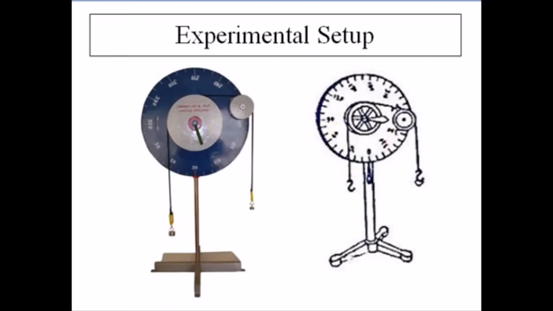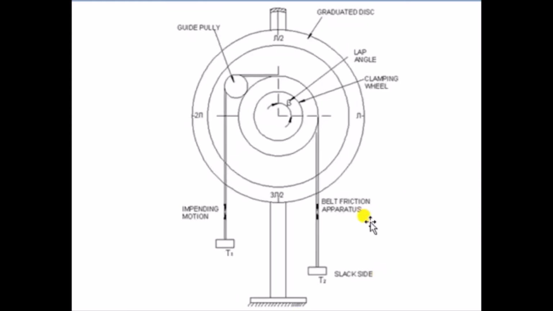Now I will explain with another diagram how we are going to perform the practical exactly. So here you can see that there is a complete 360-degree assembly. Now we have to take beta into radians.